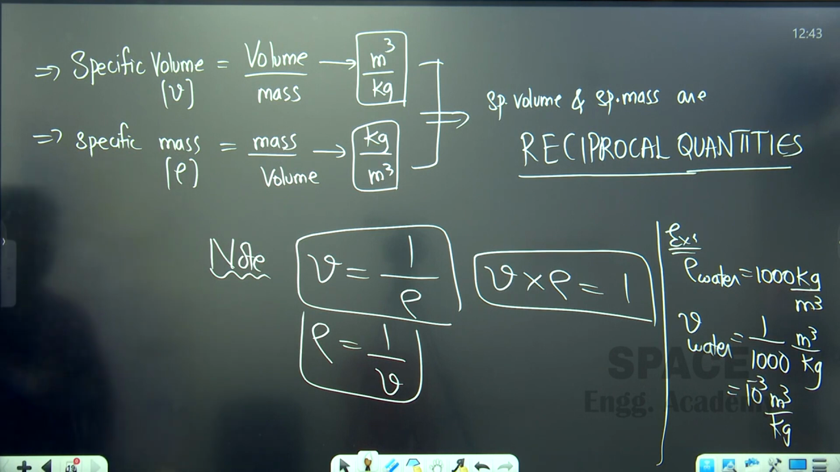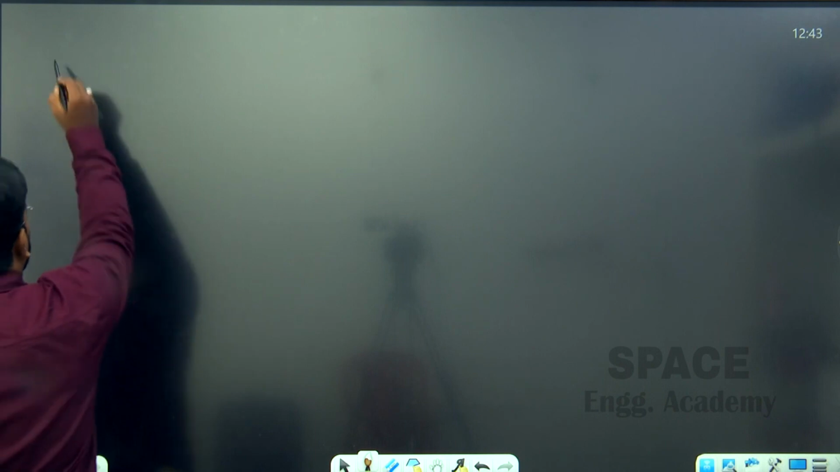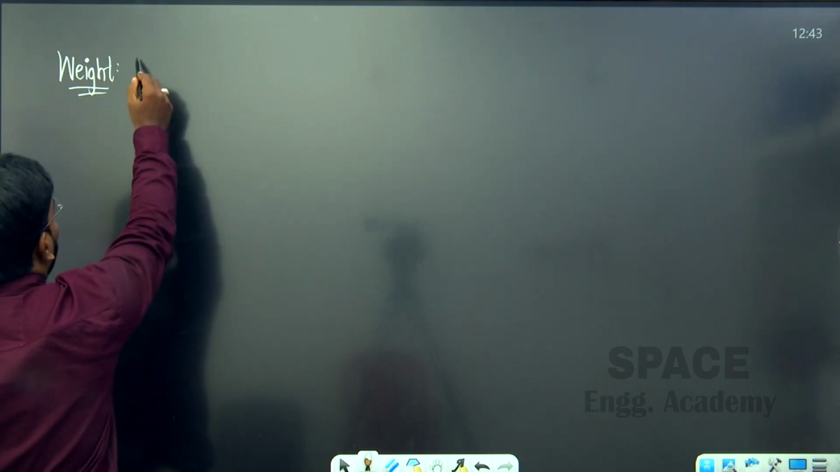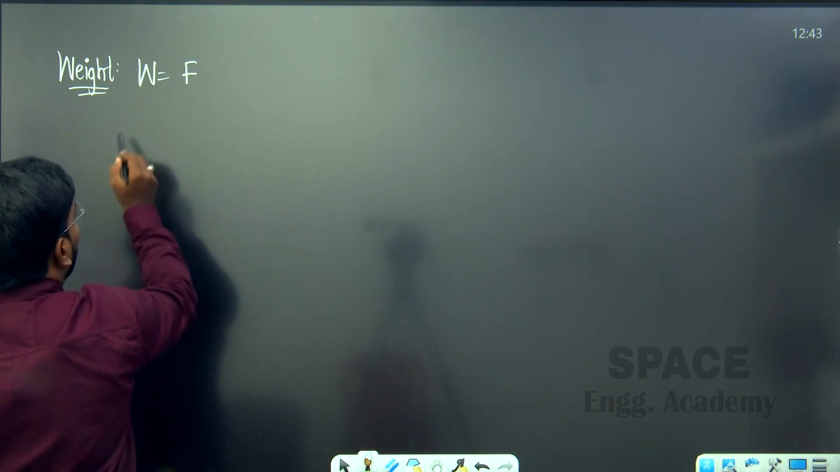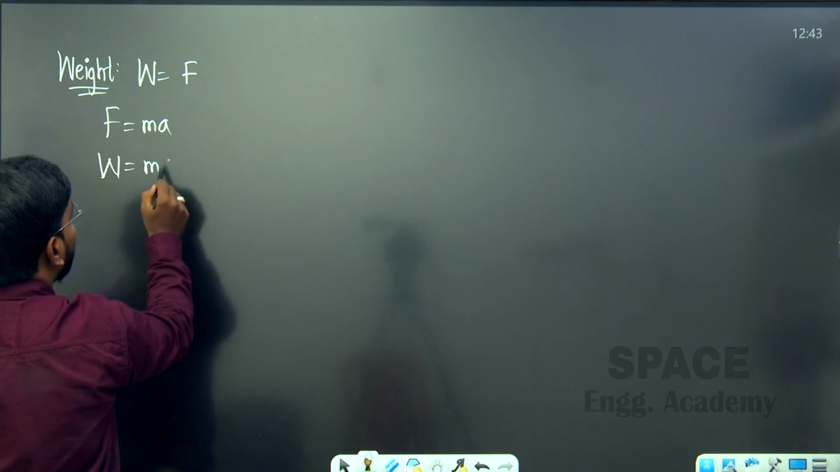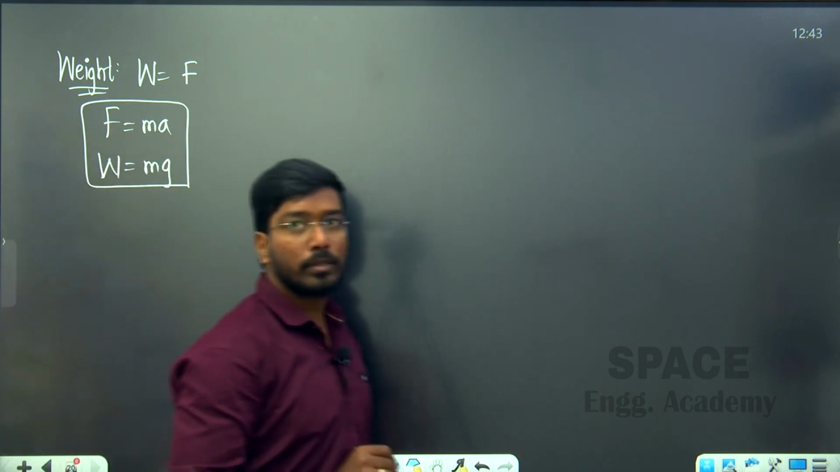So now we know about mass, specific mass, then specific volume and volume. The next property that we need to discuss after area, volume, mass, specific volume is weight. Weight is a force. As force is mass times acceleration, weight is mass times acceleration due to gravity.